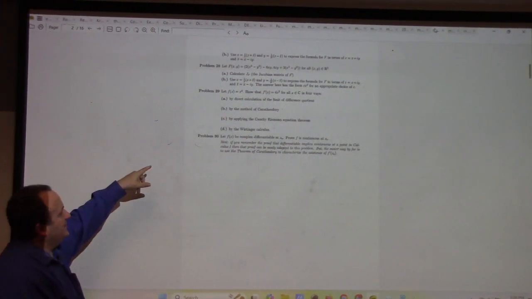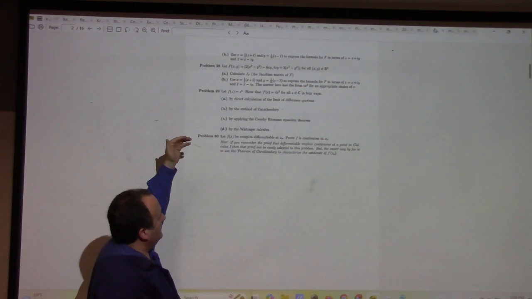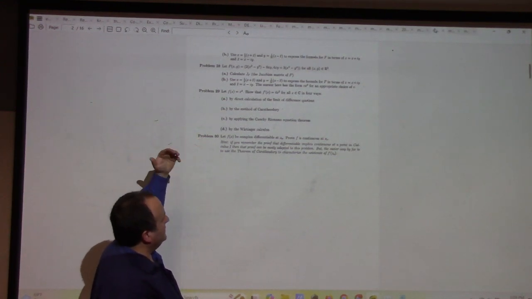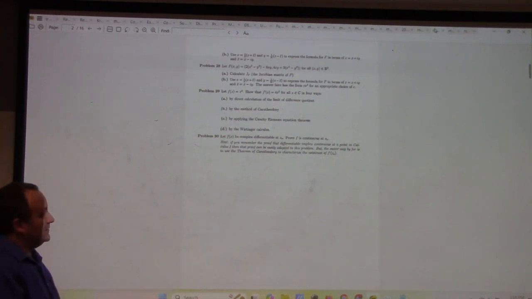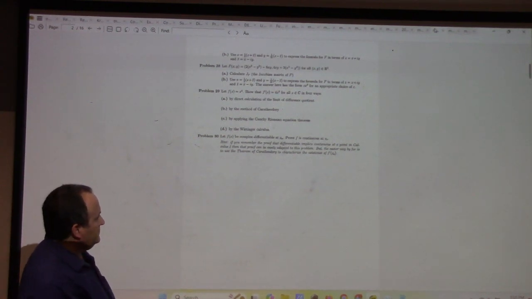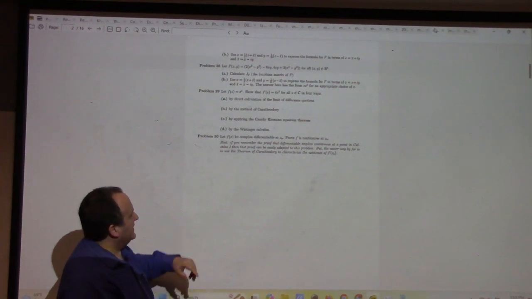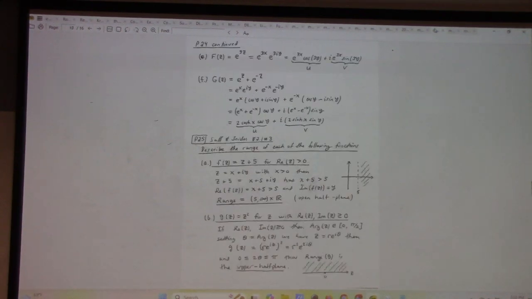This is important. Problem 29. We have one function. We had 4 different ways to look at complex differentiability: the limit of the difference quotient, the method of Carathéodory, the Cauchy-Riemann equations, and of course, last but not least, the Wirtinger calculus, right? And this problem is actually very easy if you take the right approach. Let's look at that for a second.